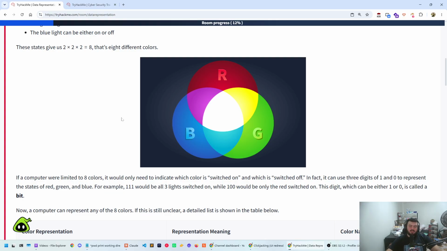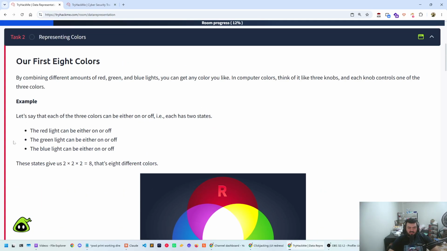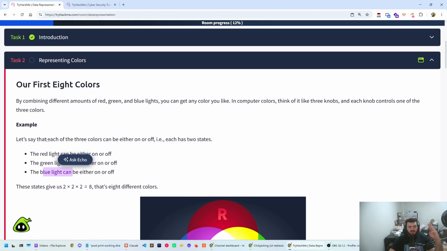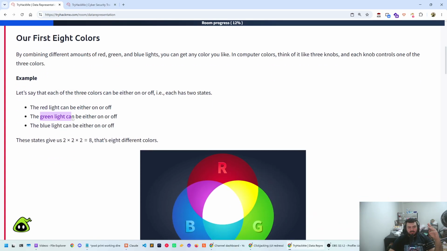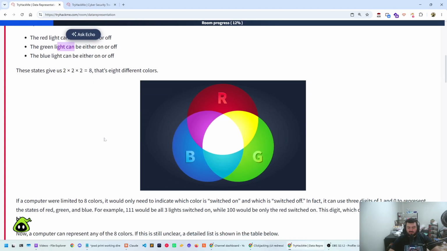How does that work? For example, you could have red on and both of the others off. So that's the red color. You can have green on and both others off. That's green. Blue, that's blue. And then you could have red on and green on with blue off. So that's a fourth color. And then you can have red on and blue on, but green off, and so on. So you get to see how that works.